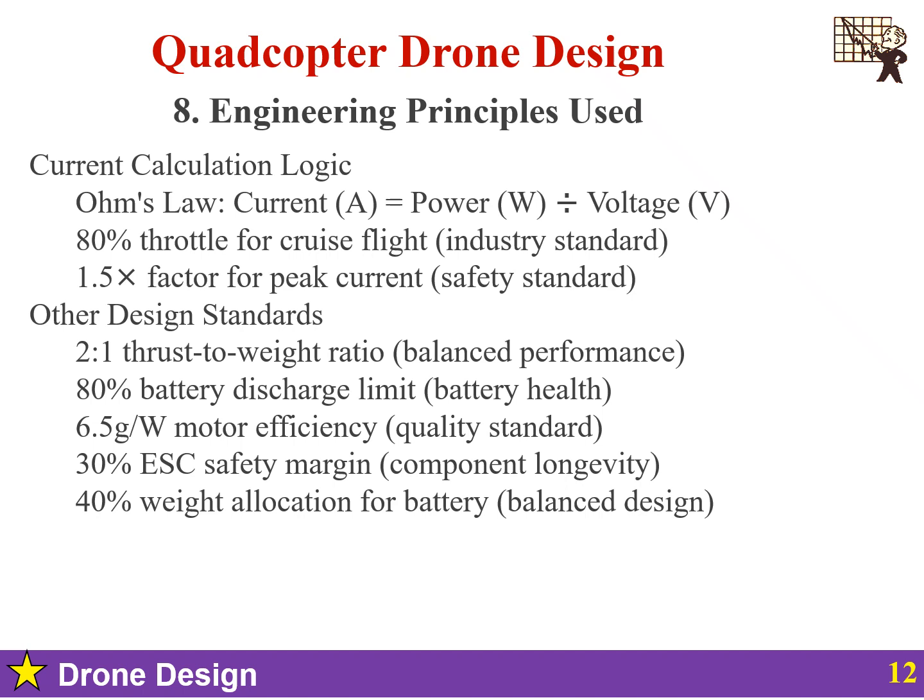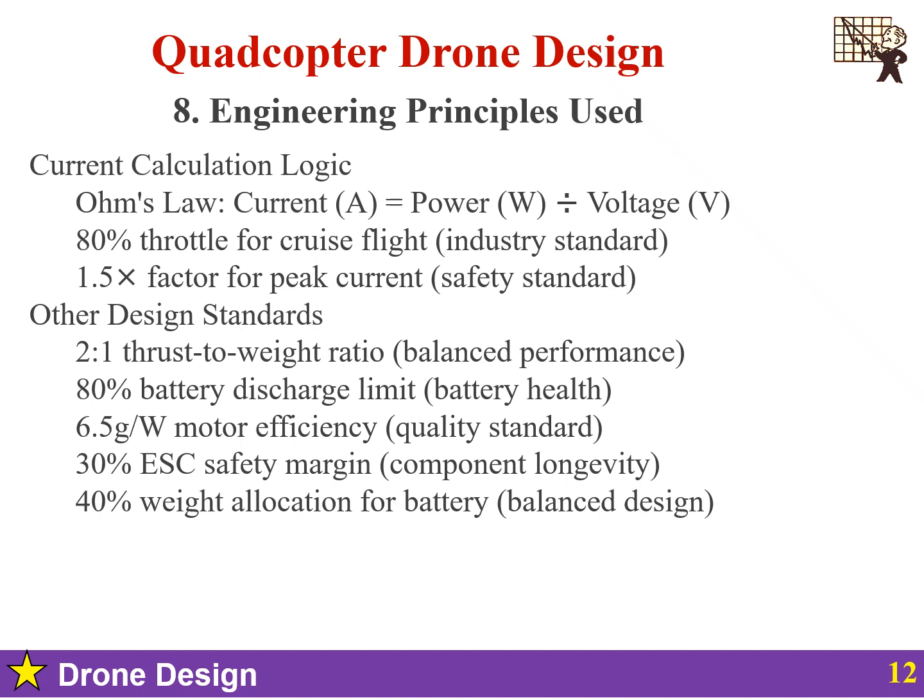Design standard evaluation. 2:1 thrust to weight ratio. Still optimal, but at this scale provides just adequate maneuverability. Some professional platforms use 2.5:1 for improved wind resistance and faster climb rates. 80% battery discharge limit. Even more critical, deep cycling a $300 battery shortens its life dramatically. Protecting that last 20% saves thousands over the platform's lifetime.